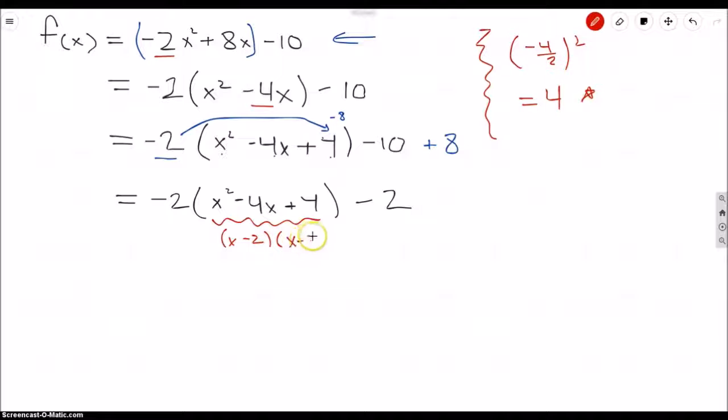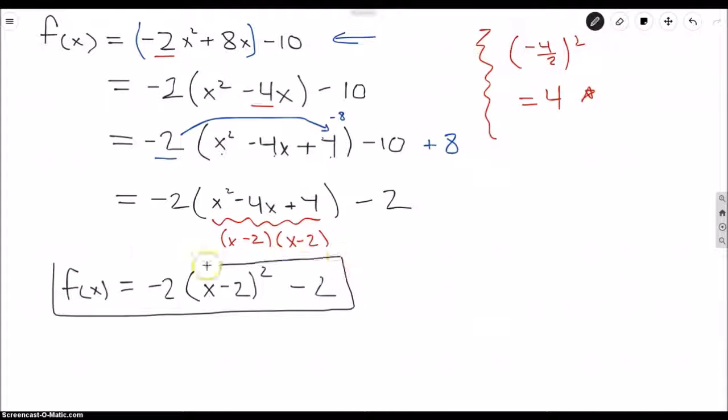Now, since I have two of those, when we actually write our final form here for the vertex form, we're going to write this as -2 times x minus 2 squared. And then we have our -2 at the end. So this is our function in vertex form. It started in standard form. This is vertex form. And the reason we like this is because it lets us identify the vertex really quickly.